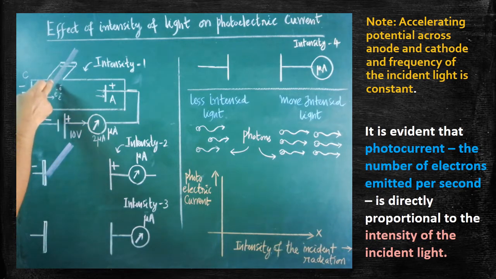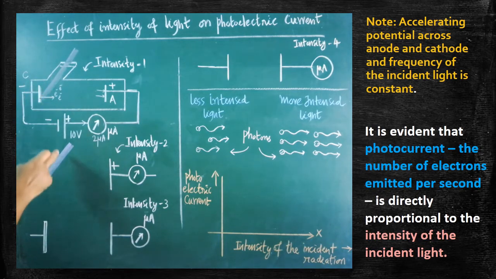You can see the difference between the shade of the first one and the second one. Here the shade is less, the shade is dull. Here the shade is more. It shows that the intensity of the incident light in the second case is more. When the intensity is more, it shows that the number of photons incident on the metal surface is more. When more photons are incident, the intensity of the incident light will also be more. Now what will happen?